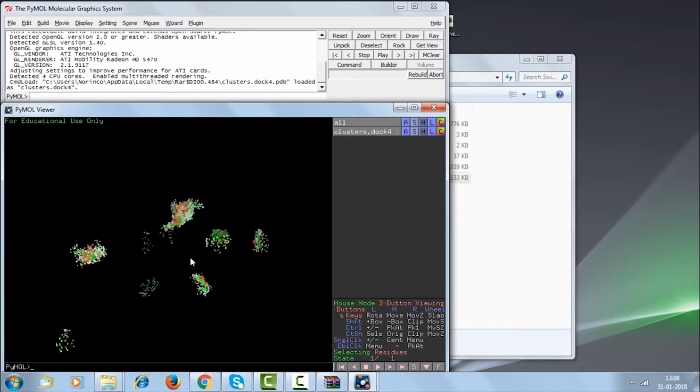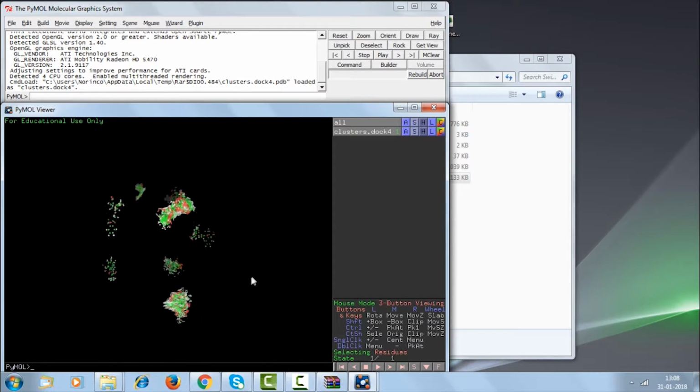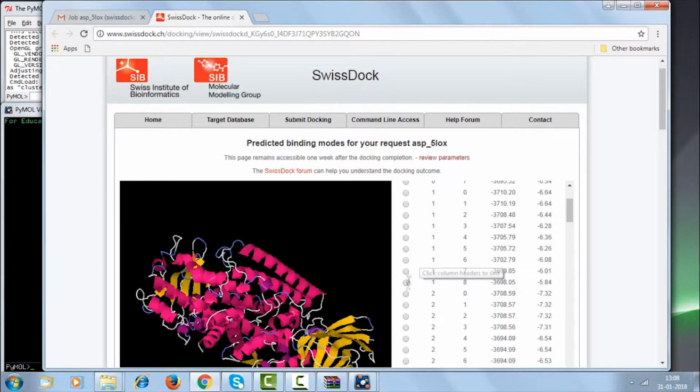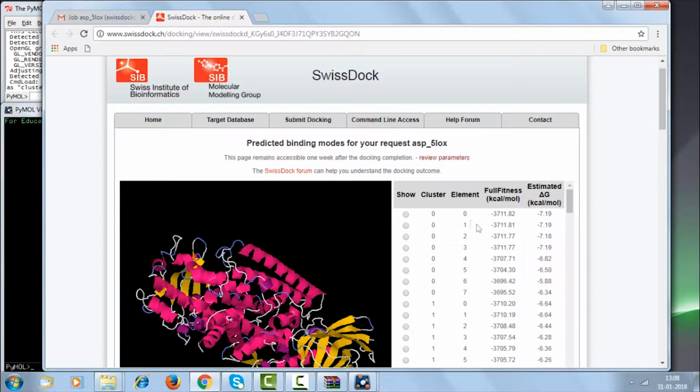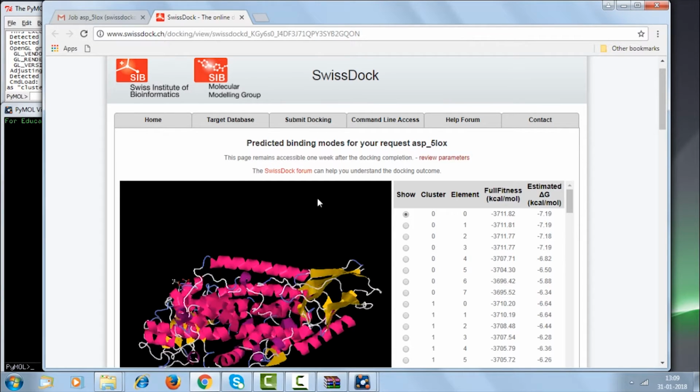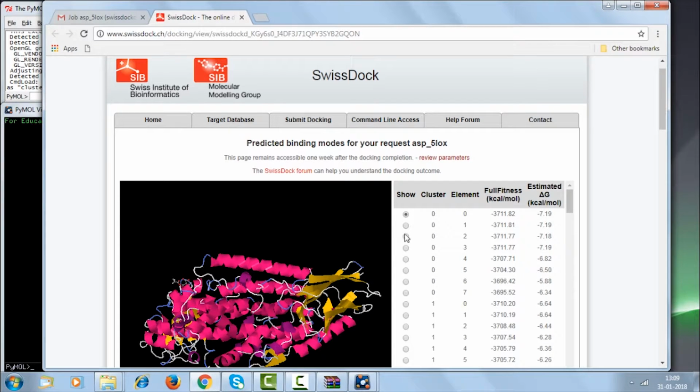So this is how aspirin appears in various clusters. Generally this cluster seems to be the highest. That must be cluster 0 and cluster 1. So predominantly aspirin seems to be binding in these places more than any other places. This is the aspirin, as you can see here.